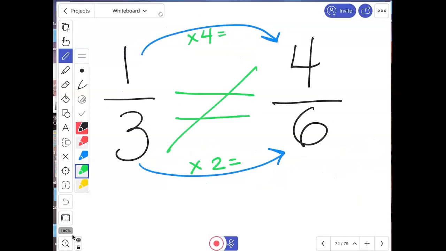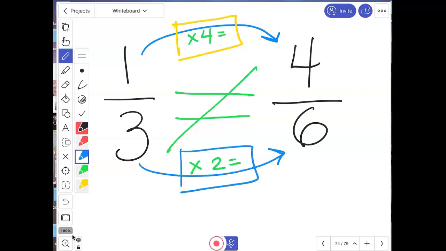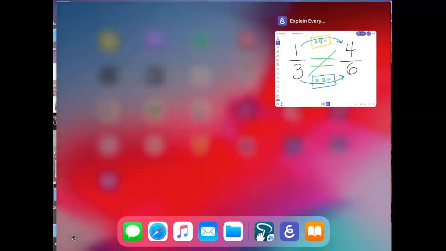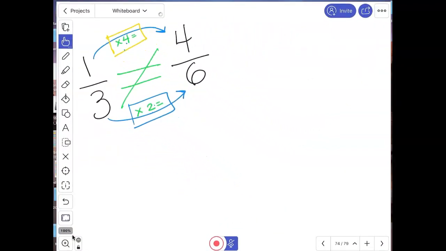Now here's a non-example. In looking at it, you can already see why. The top is multiplied by 4, and the bottom is multiplied by 2. These have to be the same. If they're not the same, then you're not getting an equivalent fraction. You're just getting a random fraction. 1 times 4 is 4, 3 times 2 is 6. These two things aren't the same. And I can prove it. Let's see if it lets me do this. Nope. Ooh. Yes. Okay.